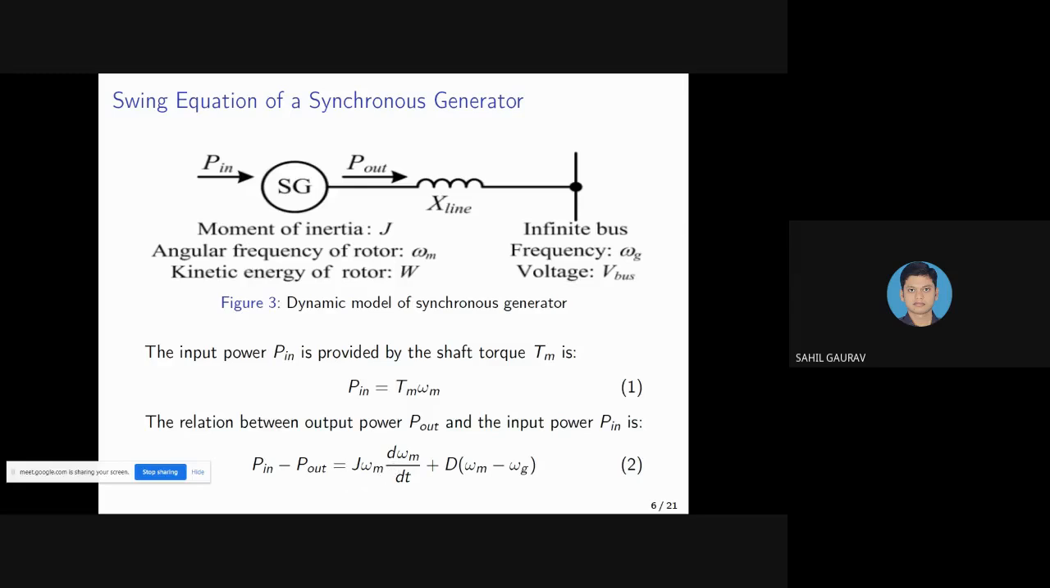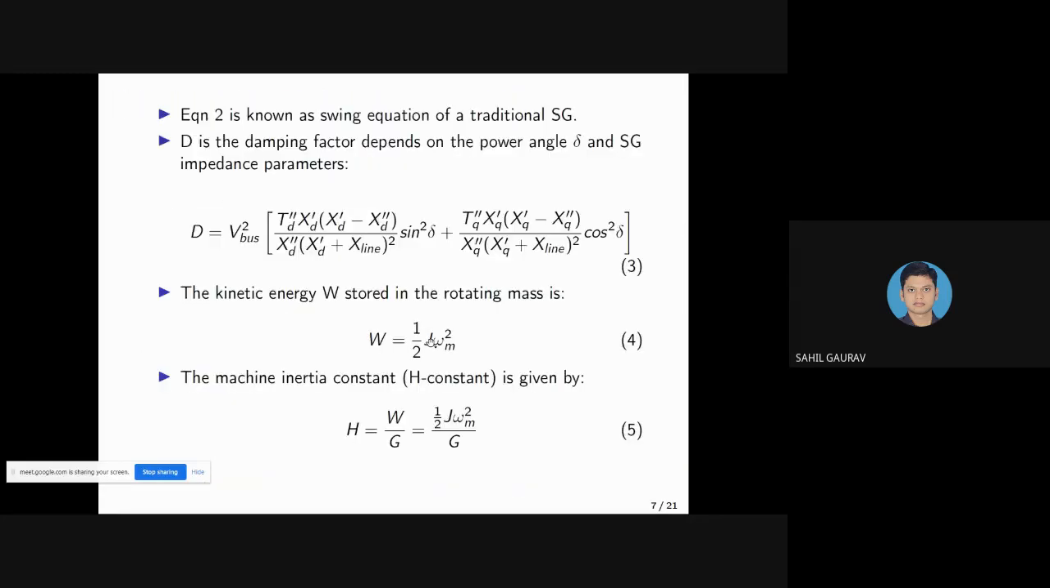As we can see in the next slide, this is the equation of the damping factor. Here V_bus is the amplitude of bus voltage, X_line is the line reactance, Xd' and Xd'' are the d axis transient and sub-transient reactance of the synchronous generator respectively, and Xq' and Xq'' are the q axis transient and sub-transient reactance of the synchronous generator respectively. Td'' and Tq'' are the d axis and q axis sub-transient short circuit time constants of the synchronous generator respectively.